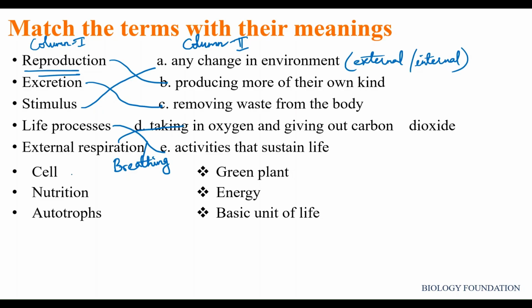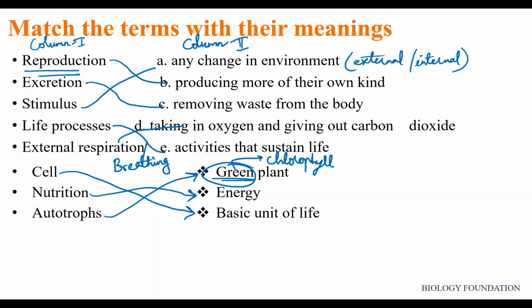Okay. Cell, it is the basic structural and functional unit of life. Nutrition gives us energy to perform various activities. Autotrophs, green plants, because they have chlorophyll in them. Any plant that has chlorophyll can perform photosynthesis by capturing solar energy to produce its own food. Okay, so therefore, green plants are autotrophs, or they can also be considered as producers. But not all green plants. Please remember, not all plants are photosynthetic, like your Rafflesia and Cuscuta. They depend on other plants for their food.